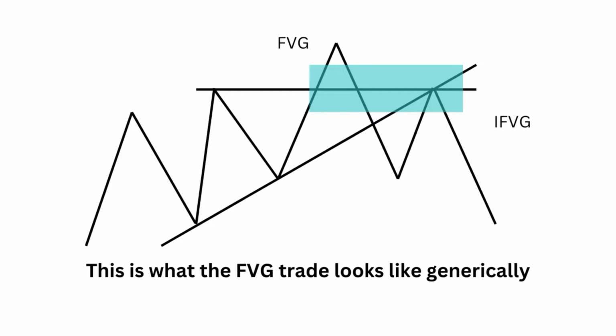This is what the fair value gap trade looks like generically. You have a trend moving upwards, and you follow that trend with your trend line. When there is a fair value gap that takes place, you draw a horizontal line out to where the trend line extends to. Wherever they intersect, that will be your trade entry. And in effect, your trade is off of the inversion fair value gap.